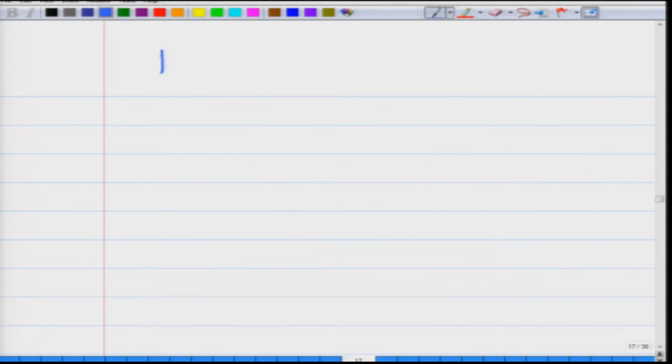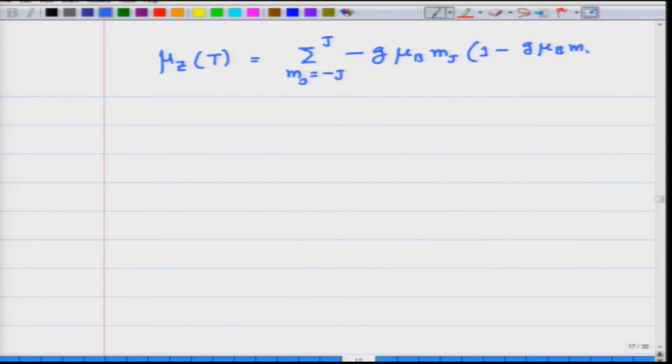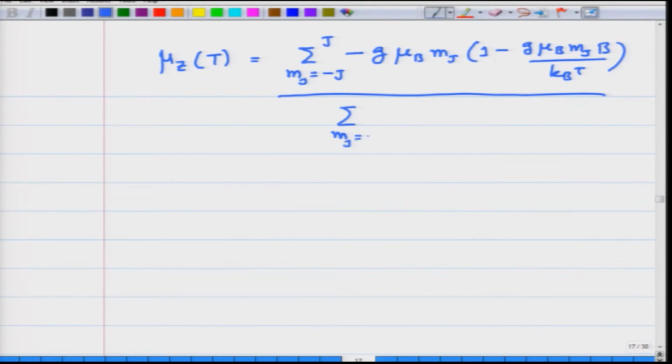So, I have mu z as a function of temperature as equal to the summation over mj equals minus J to J of minus g mu B mj times (1 minus g mu B mj B over kBT), divided by the summation over mj equals minus J to J of (1 minus g mu B mj B over kBT).